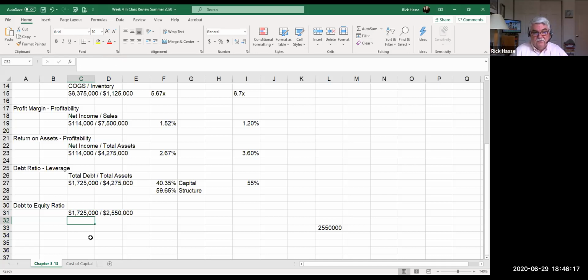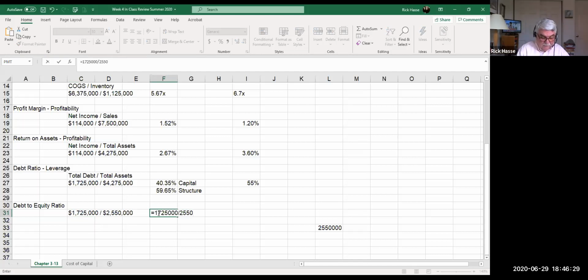What is the relationship of debt to equity? Let's do it. 1,725,000 divided by 2,550,000. And debt is basically a third of equity. There's no industry average for that one. I threw this one in.